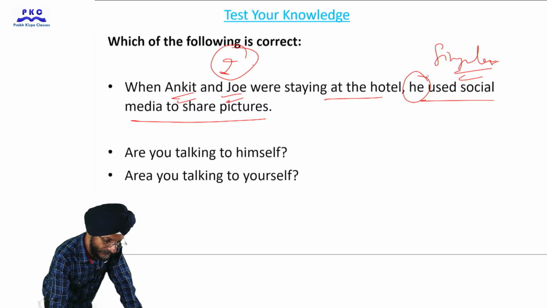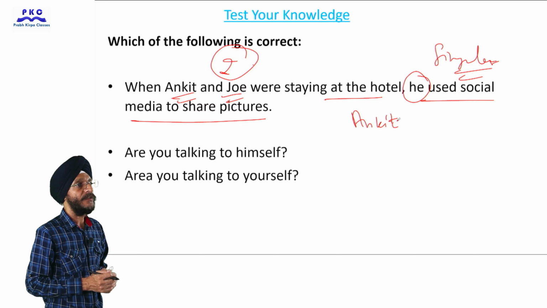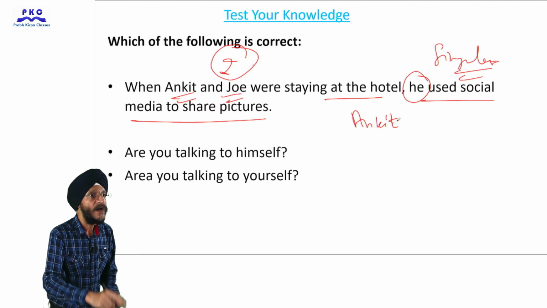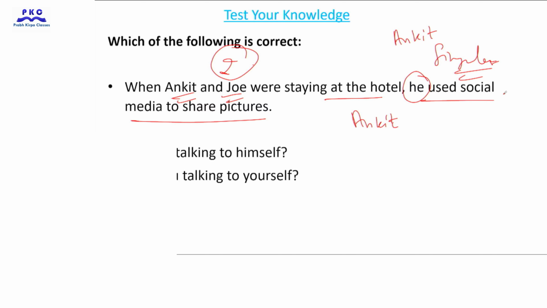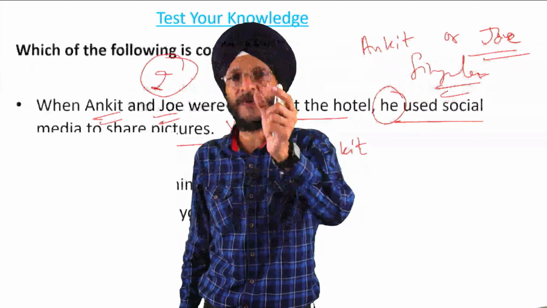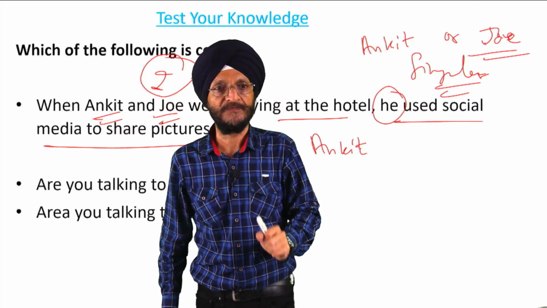Now he does not clarify who shared the pictures, whether Ankit shared the pictures or Joy shared the pictures. So it is wrong. Either we should use the word Ankit, shared the pictures on social media, or we can use the word Joy to clarify the position. Only then the sentence is okay. Otherwise this sentence is wrong, because he does not clarify the sentence or the situation clearly.